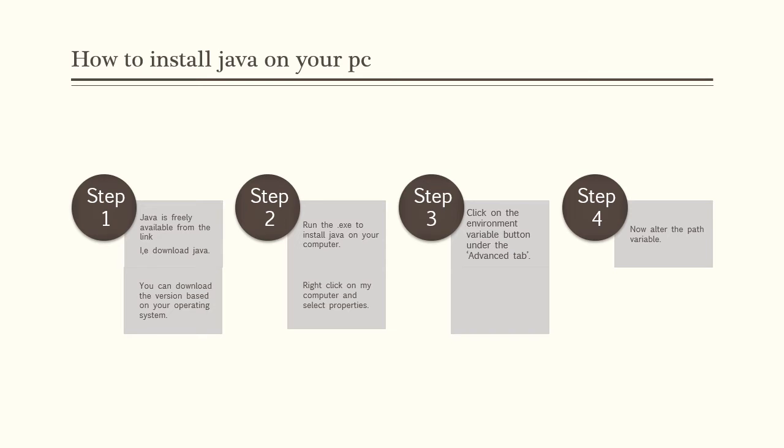So step one is that you just have to go to the Oracle site and click on whatever operating system version you have, and then click on download, and then you have to install it on your computer. Right click on My Computer and select Properties. First you have to copy the bin folder and then paste it in the advanced tab, and alter the path variable there under the environment variables tab.